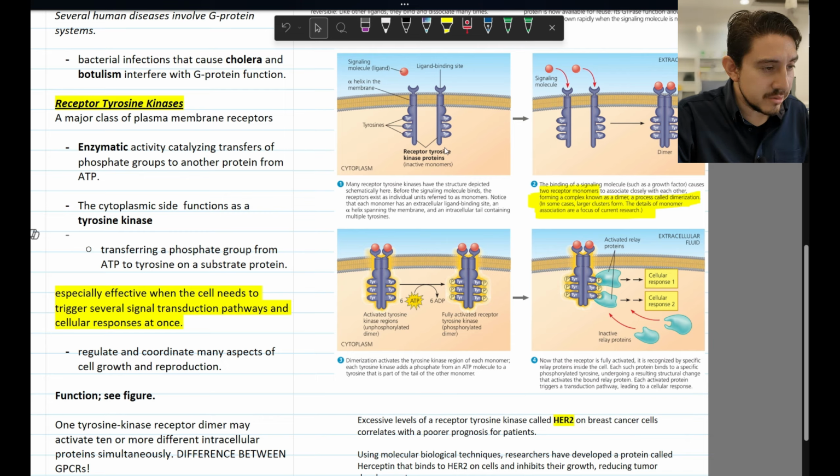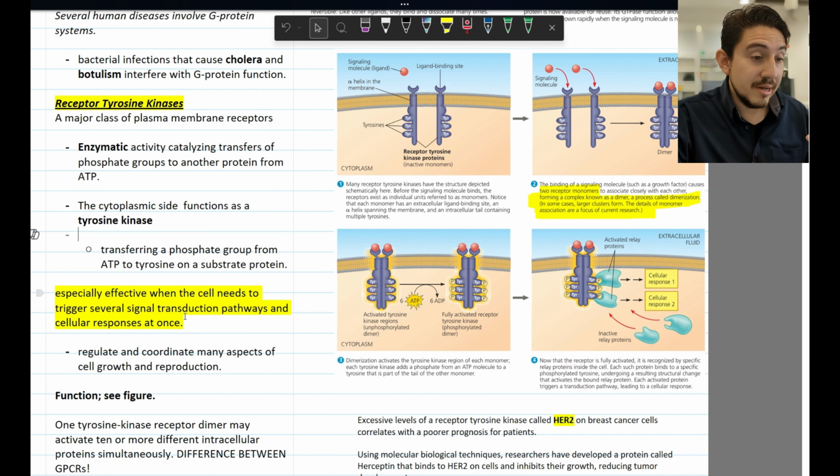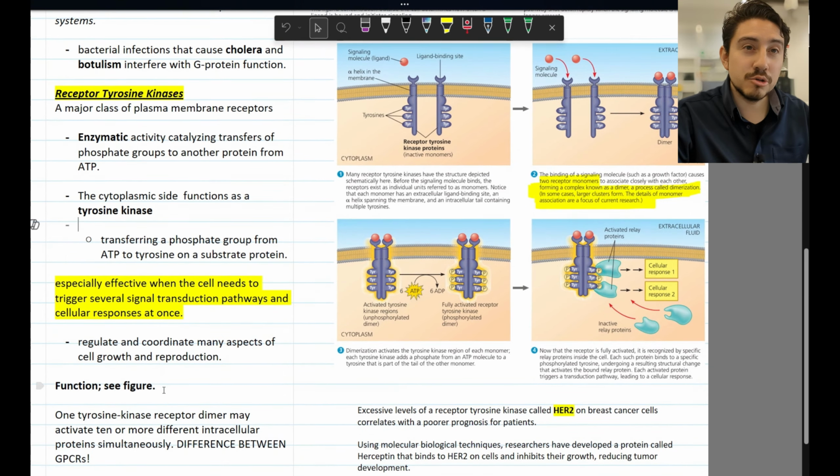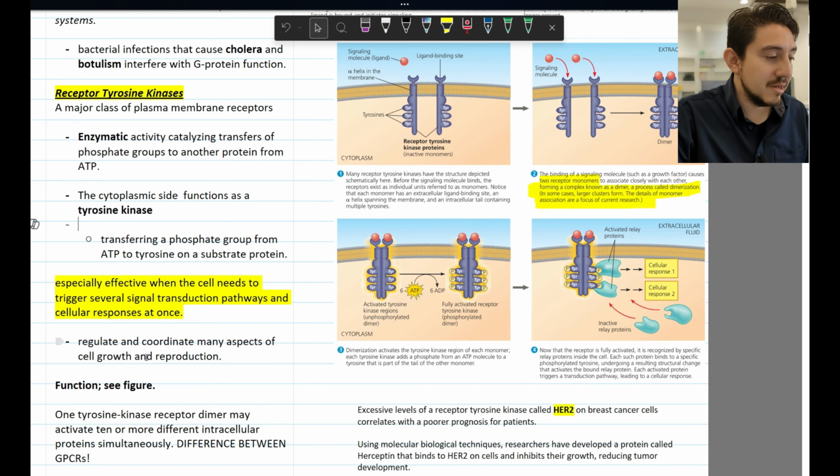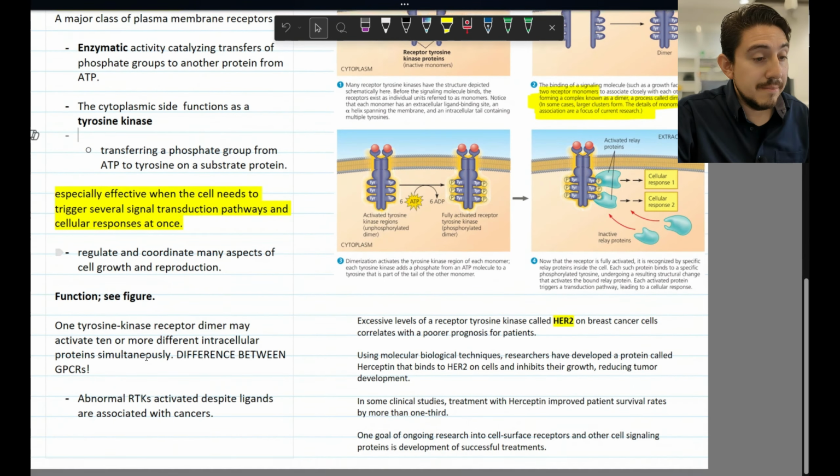Okay, so you have these tyrosines here, and so you have this part of this receptor that will come in and obtain phosphate groups. Okay, so this type of receptor tyrosine kinase is very effective when cells need to trigger several signal transduction pathways and cellular responses in bulk, if I can say. Okay, so this regulates and coordinates many aspects of cell growth and reproduction within the cell.